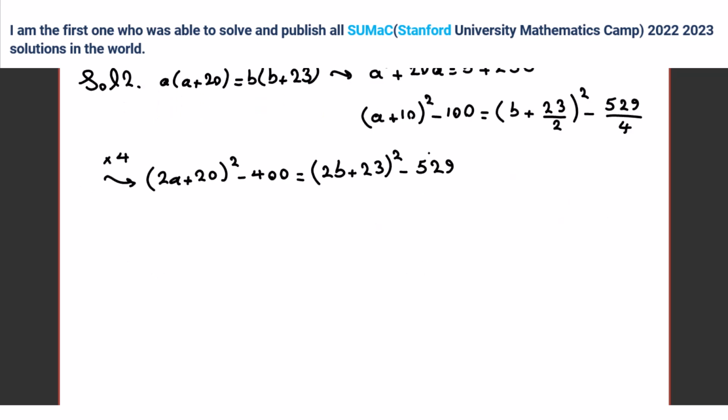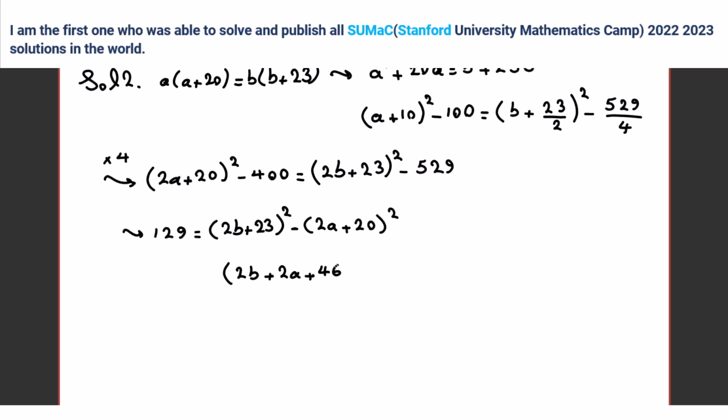Then, if we take negative 529 to the left hand side, it would be 129. 129 is equal to 2b plus 23 squared minus 2a plus 20 squared. Yes, then I can do what? Difference of squares. Yes, it will be 2b plus 2a plus what? 43. 43, yes, and 2b minus 2a plus what? 3. Is equal to 129.